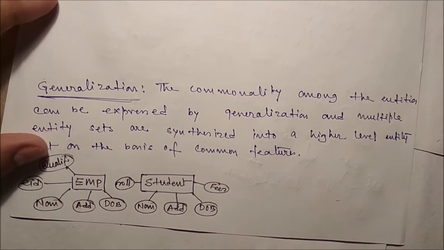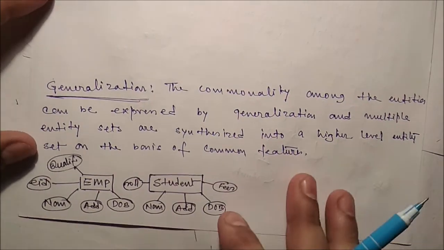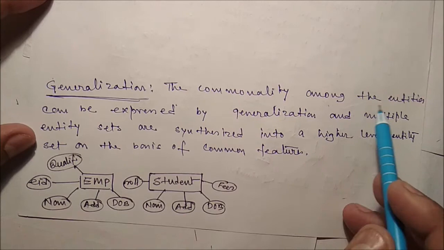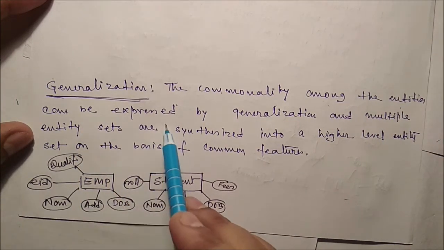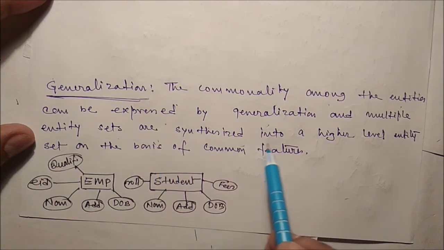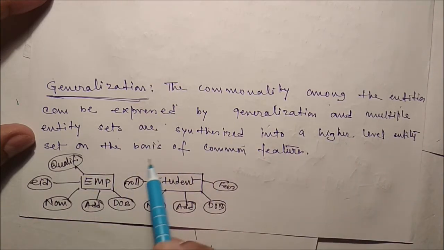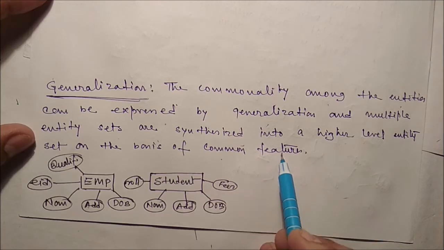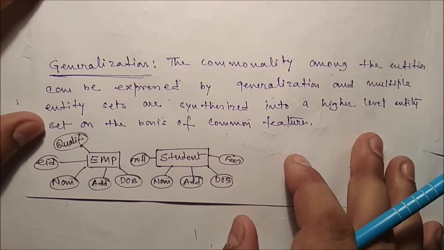Next we will talk about generalization. Now in generalization, the commonality among the entities can be expressed by generalization, and multiple entity sets are synthesized into a higher level entity set on the basis of common features. Okay, are you getting this one?